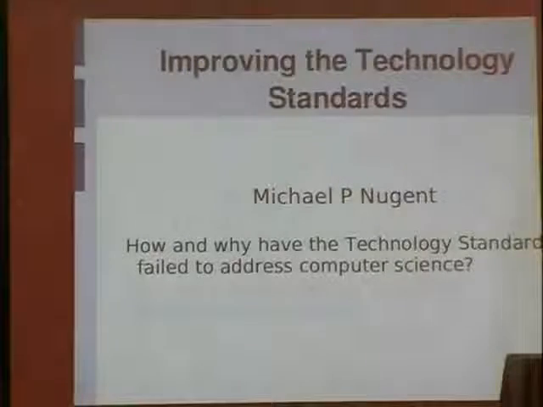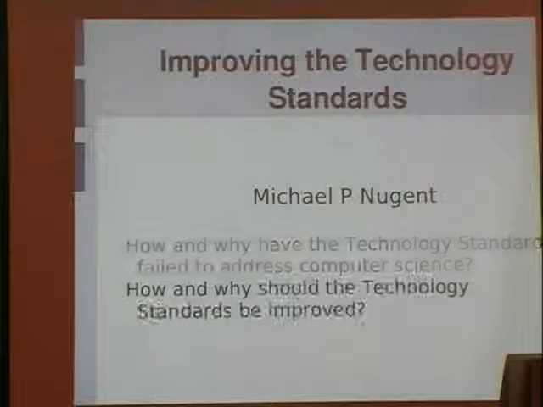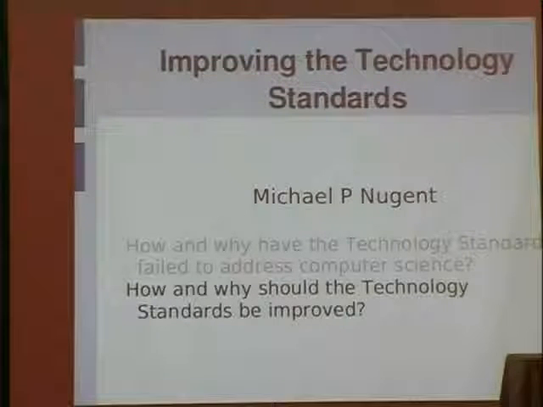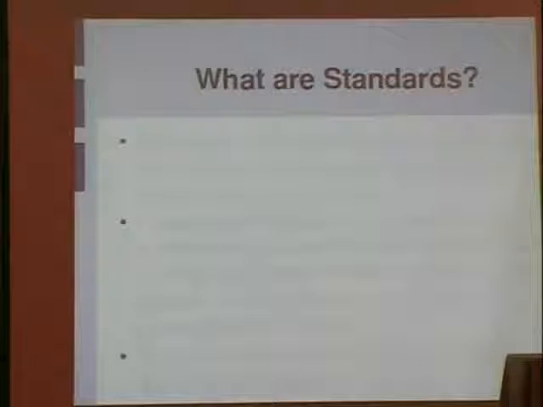What I want to address is the technology standards as they appeared predominantly in the Ohio Education's technology standards documentation. But what I want to focus on mostly is how and why have these technology standards failed to address computer science? And by fail, I mean failed in terms of not attempted, not in terms of they tried but failed. There's things that are just missing. And then how and why should the technology standards be improved? Now, this is what I want to focus on predominantly.